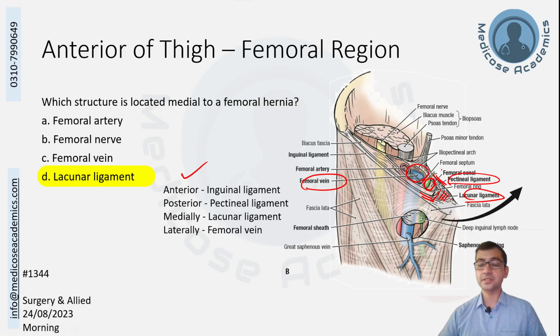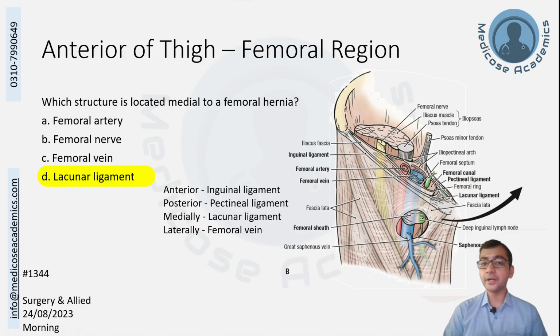So you can simply be asked about the relations to it. What structure is present medial to it, lateral to it, anterior to it, posterior to it? Another question that is asked: to widen the femoral ring, the only safe wall is the lacunar ligament, because it is a ligament that can be cut and the femoral ring can be widened. Anteriorly, if you cut the inguinal ligament, the stability is gone. Posteriorly, you would have to cut bone because the pectineal ligament runs on top of the superior ramus of the pubis. Laterally, the femoral vein cannot be cut because it will lead to bleeding.